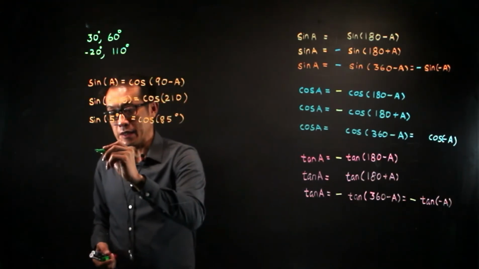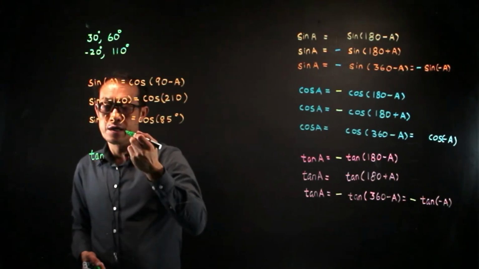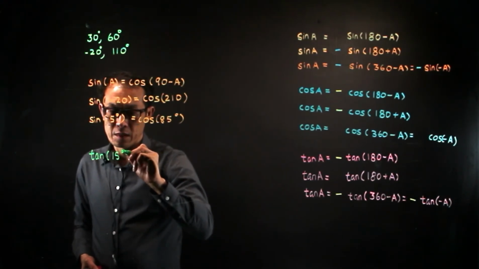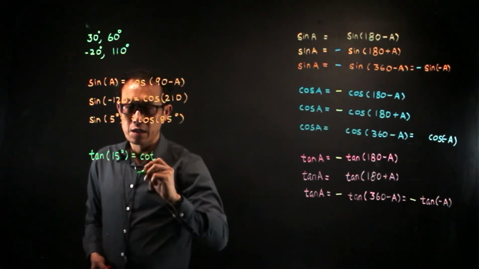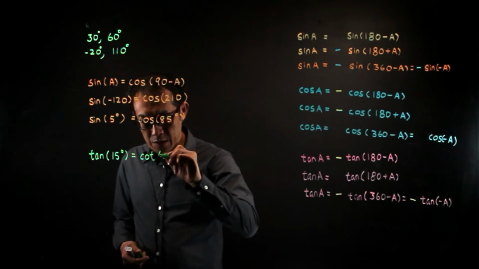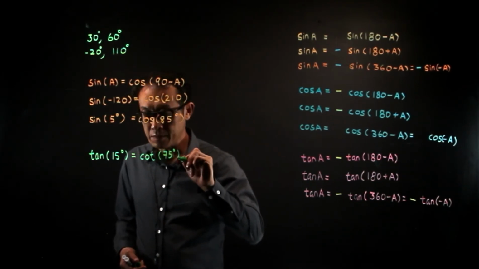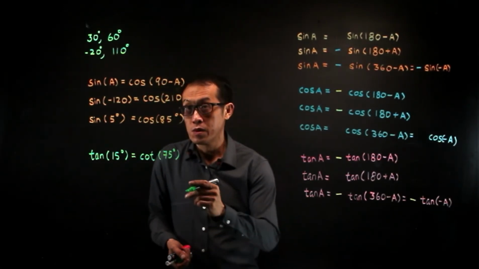An example like tangent, you can press the calculator to verify. Tangent 15 degrees, is it equal to cotangent? Now you use 90 minus this. So this should be 75 degrees.